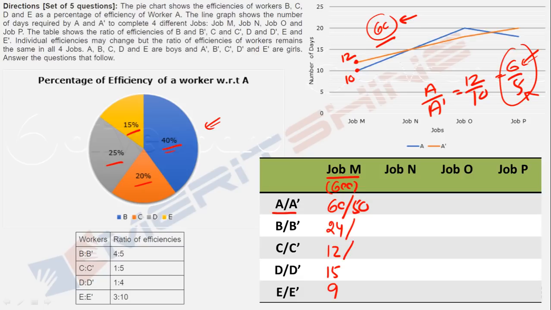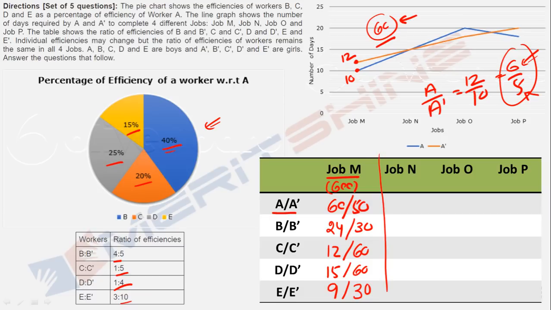We have just written them for B, C, D, E, and not for B dash, C dash, D dash and E dash here. But even this can be done quickly. What is the ratio? 4 is to 5, so this becomes 30. 1 is to 5, so this becomes 60. And this is 1 is to 4, so 15 into 4, this is 60. And this is 3 is to 10, so this becomes 30. So these are the efficiencies of all 10 of them for job M.